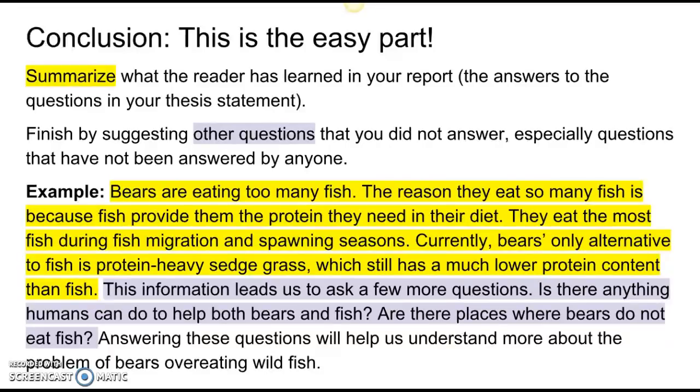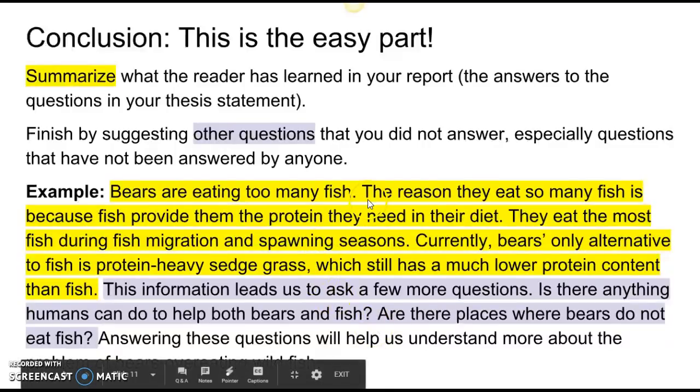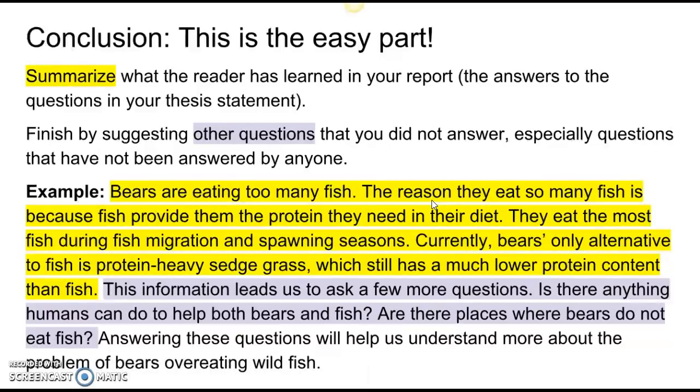You don't want to end your paper with a question because it feels unfinished. So you just have one last summation sentence to close things out. Notice that each of the main points that I shared in this conclusion relate back to my thesis. Why they eat so many fish, when they eat the most fish, and what alternatives they have to eating fish. Everything in your paper must relate back to the thesis.